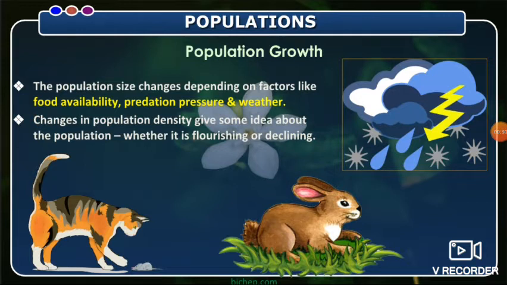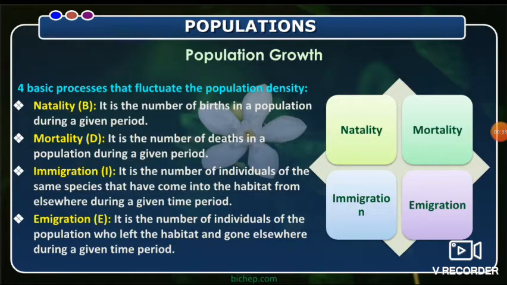These all things we completed, and along with that we started with population growth, and we studied the factors influencing the population growth, that is natality, mortality, immigration, emigration. Natality is nothing but the birth rate, and mortality is nothing but the death rate. Immigration is the number of individuals of the same species that enter a population, indicated by I. And emigration is the number of individuals of the population who left the habitat, they left the particular population.